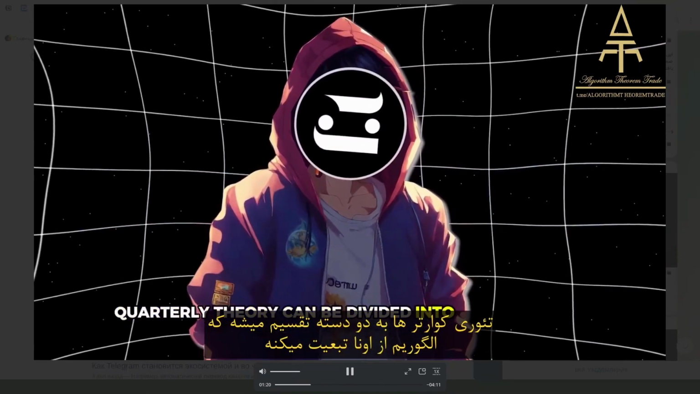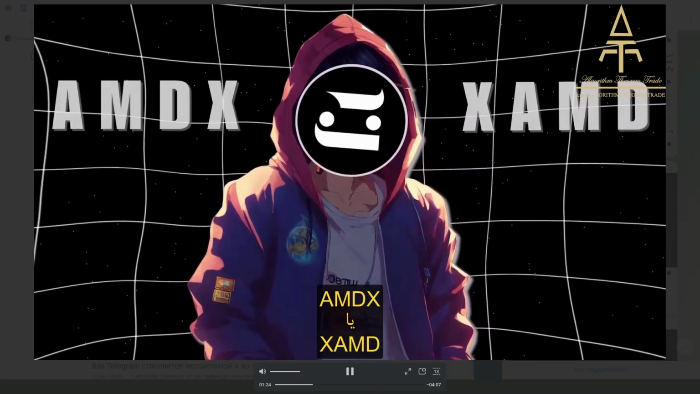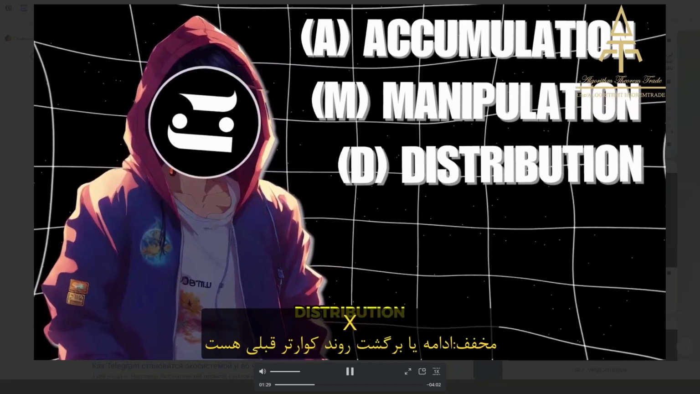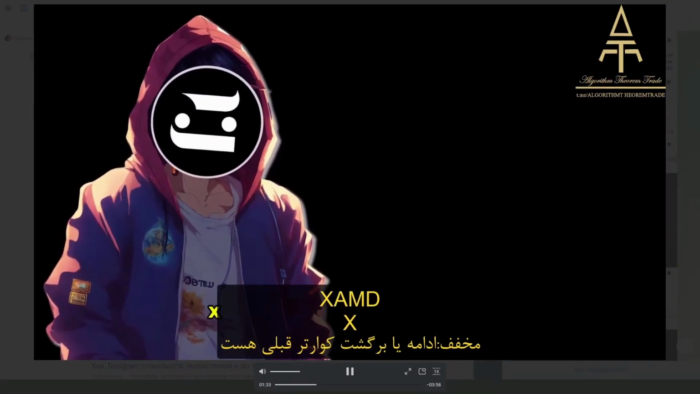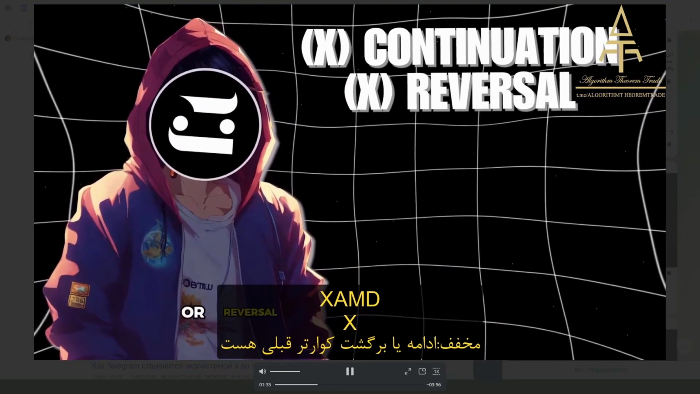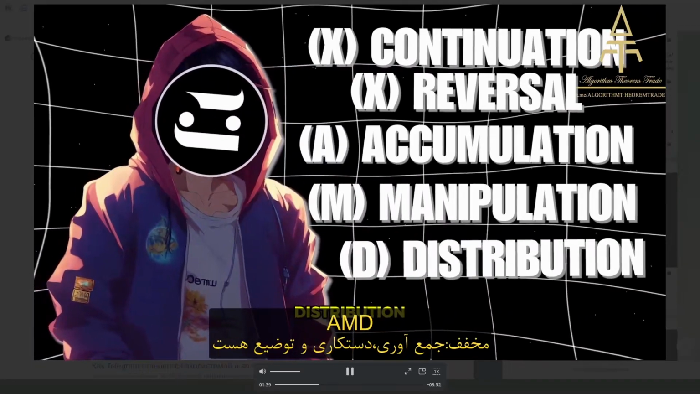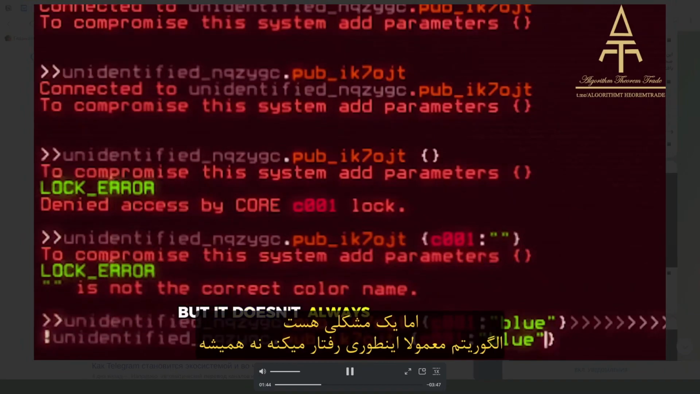Quarterly Theory can be divided into 2 sets that the algorithm tends to follow, AMDX or XAMD. AMDX stands for Accumulation, Manipulation, Distribution, and X is either continuation or reversal of the previous quarter. XAMD stands for Continuation or Reversal of the previous quarter, and Accumulation, Manipulation, Distribution. But there's a catch. The algorithm usually follows these 2 sets, but it doesn't always have to do that.